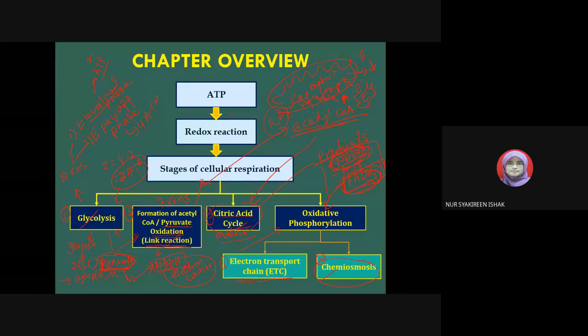It uses energy from the electrons to allow hydrogen ions to be pumped from the matrix into the intermembrane space and then back into the matrix. So these are basically the overview of what occurs during cellular respiration.